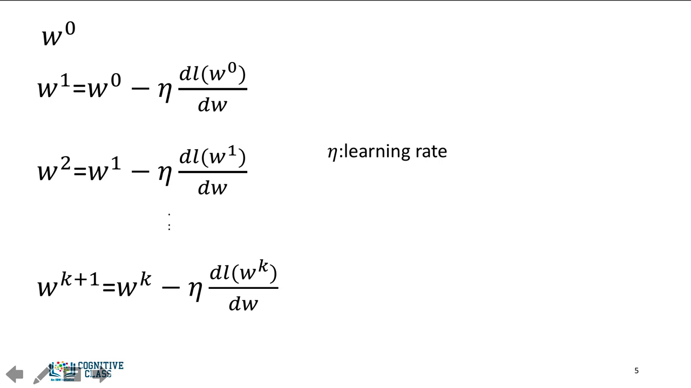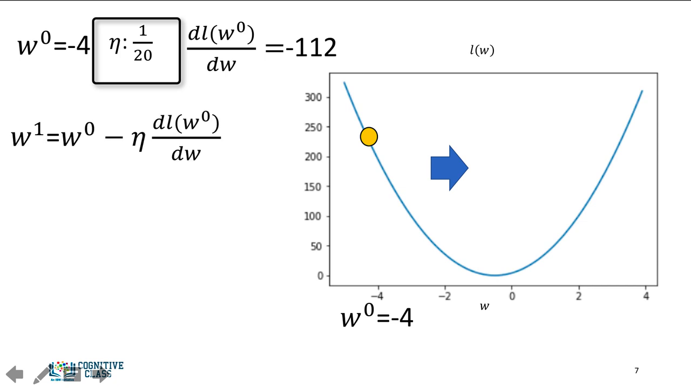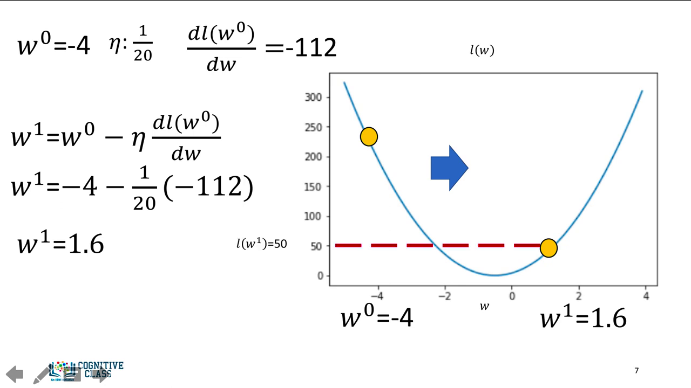Let's clarify this with an example. The initial value for the derivative at this point is negative 112. We will use the following learning rate. We calculate the first iteration. The resulting value for the parameter is 1.6. The value has a smaller loss of 50. We can see the loss value for the first iteration is smaller than the initial value.